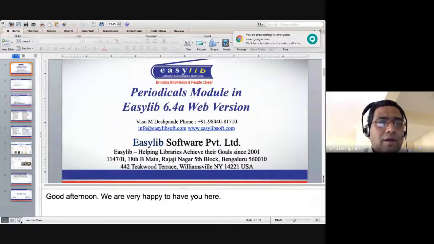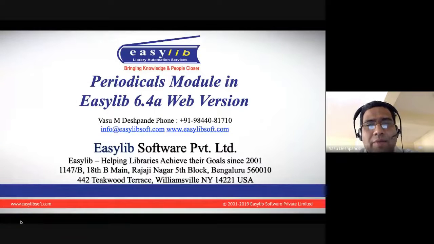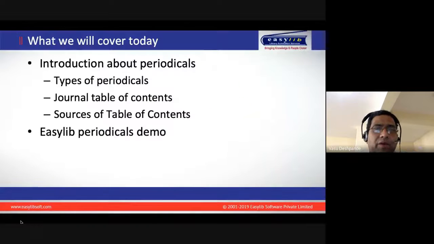Okay, all right. So where we are, periodicals module, right? Just the way you have the books, non-books, and all that, periodicals is one of the most important collections in the library. So in this section, we are going to cover the types of periodicals, table of contents, sources of table of contents, and we'll go into the demo of Easylib. Here we are going to go through two demos. One is Easylib 4.4 briefly, and we'll go to Easylib 6.2 in detail.